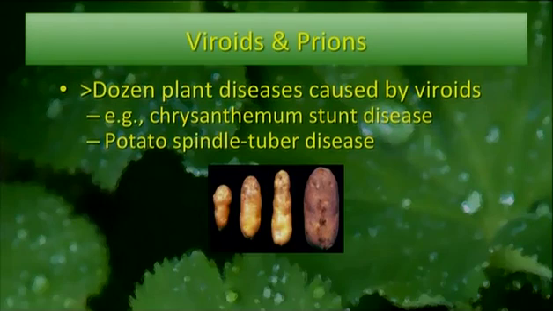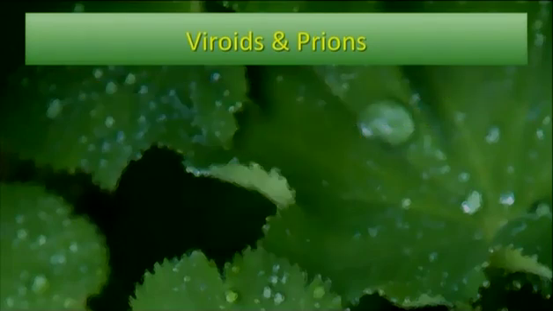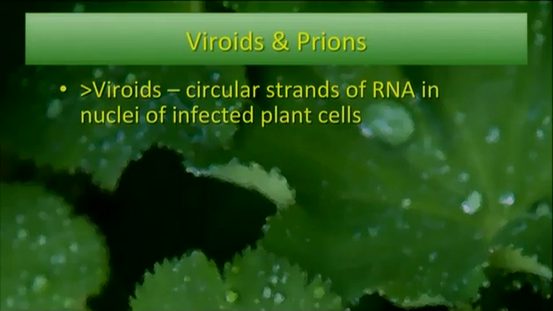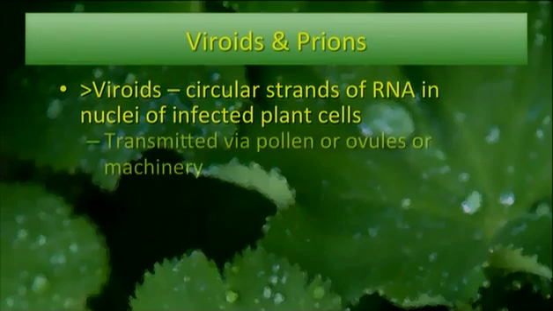So what are viroids? They're circular strands of RNA that live in the nuclei of plant cells that have been infected with them. They're transmitted from one plant to another by pollen or by ovules or the machinery that goes along with pollination, along with machinery that is used to harvest plants, etc.